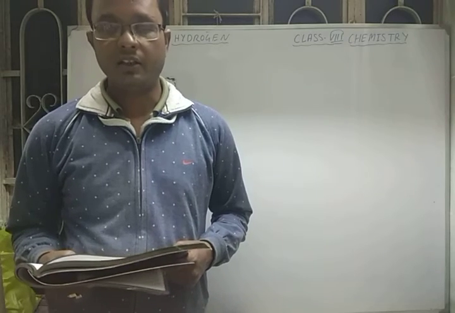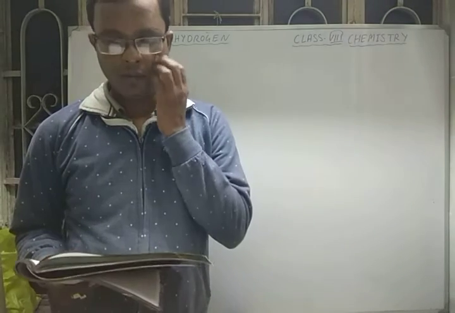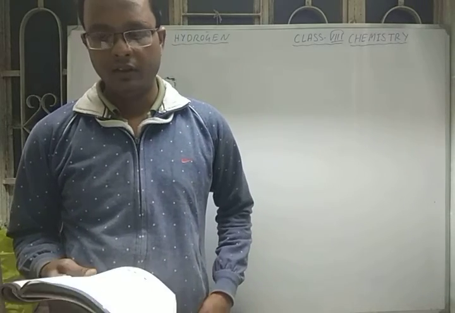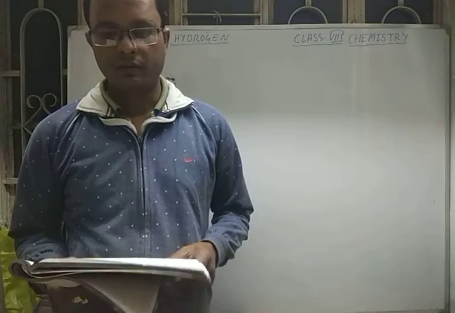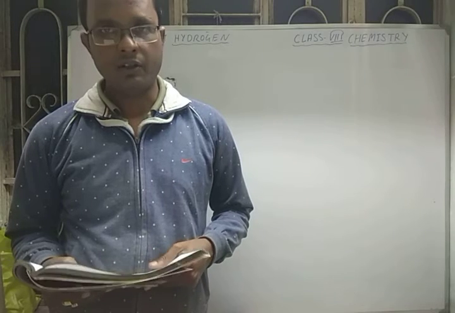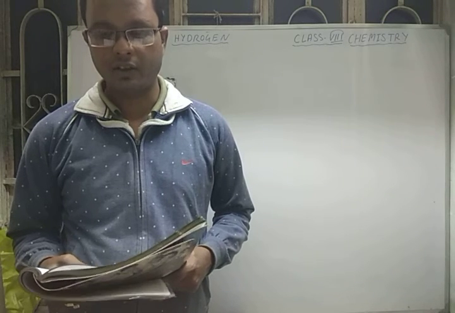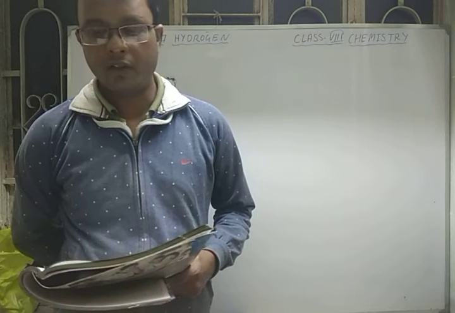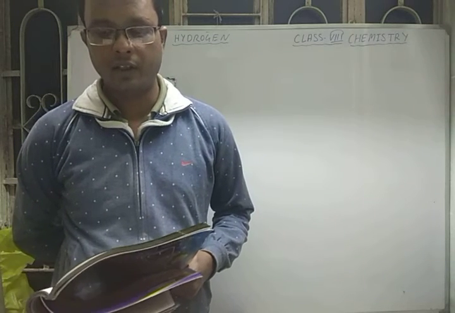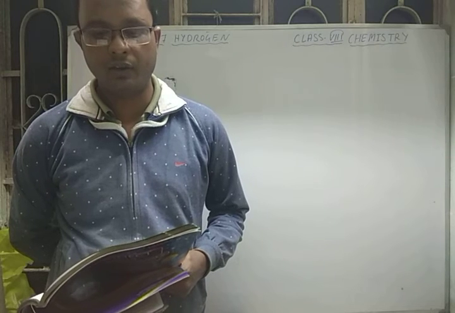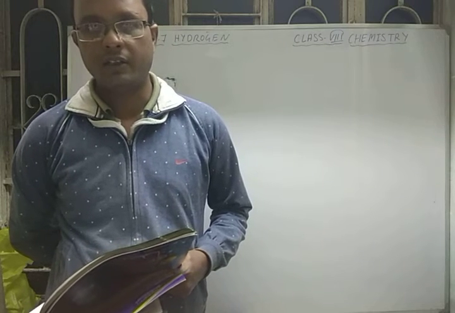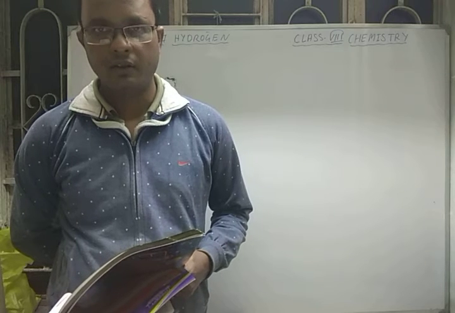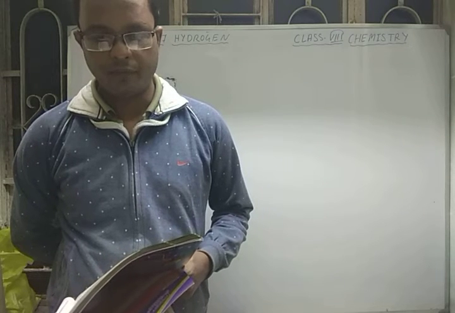We generally use zinc granules for the laboratory preparation of hydrogen because the reaction proceeds in a very moderate way. It reacts to form hydrogen gas. And you know the balanced chemical equation of preparation of hydrogen with zinc and dilute HCl or H2SO4, sulfuric acid: Zn plus H2SO4 gives ZnSO4 plus H2.